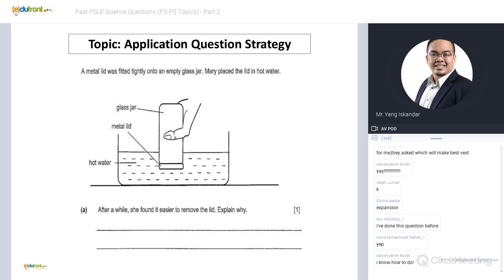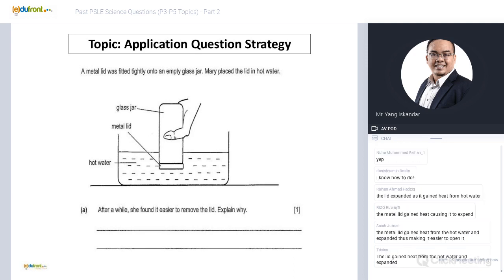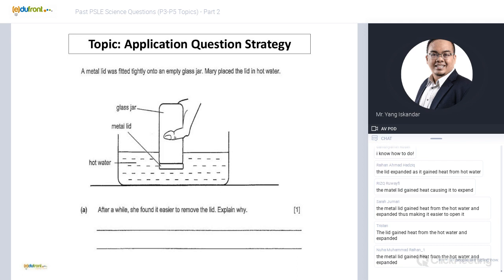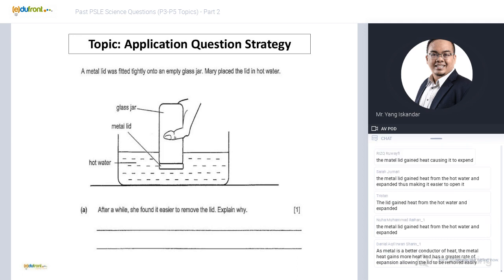This is one example of an application question. This is taken from a past PSLE. Let me read it for you, and once you're ready, you can type your answer in the chat function. The metal lid was fitted tightly onto an empty glass jar. Mary placed the lid in hot water. After a while, she found it easier to open the lid. Explain why. Can you type your answer? I'll give you one more minute.